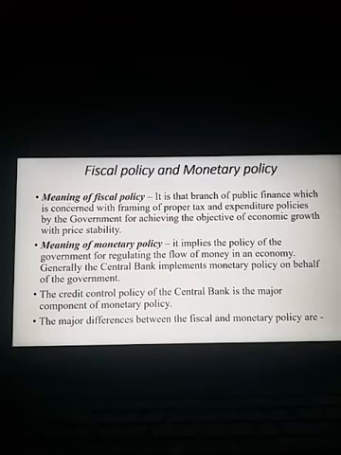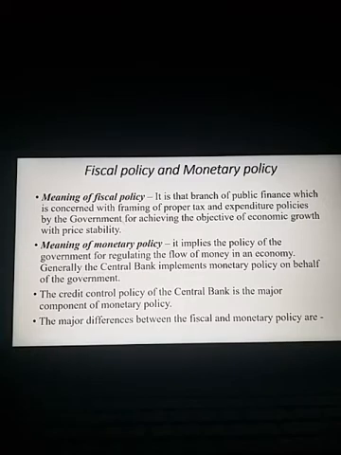Meaning of fiscal policy. It is that branch of public finance which is concerned with framing of proper tax and expenditure policies by the government for achieving the objective of economic growth with price stability. If you analyze this complete statement, here you come across one important term, that is tax and expenditure policy. So, you can think that fiscal policy is related to tax and expenditure policies of the government with a target to achieve economic growth with price stability.